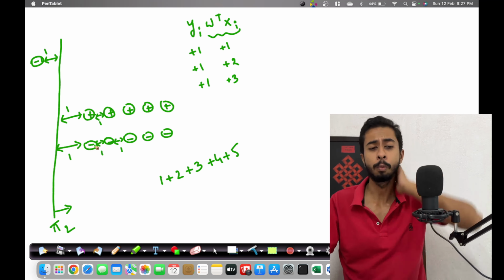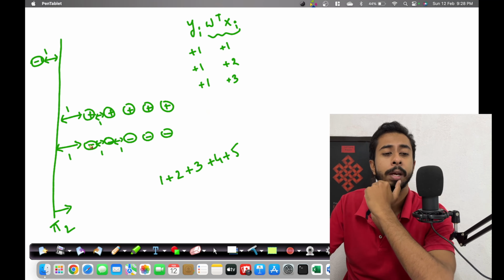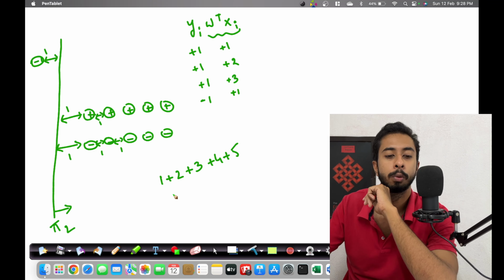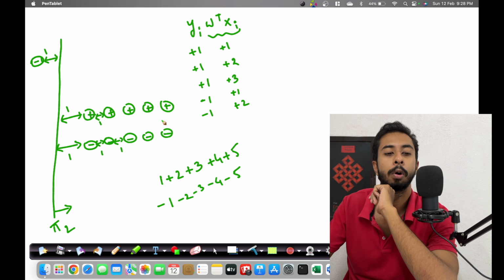Next, what are the negative points? Here, for the negative points, the actual yi is -1, right? And what is the distance? Distance is again +1 for this point. So for the next point, what will be the result? -1 and +2. So what will be the multiplication? So -1, -2, likewise. So I'll write -1, -2, -3, -4, -5 for all these points.